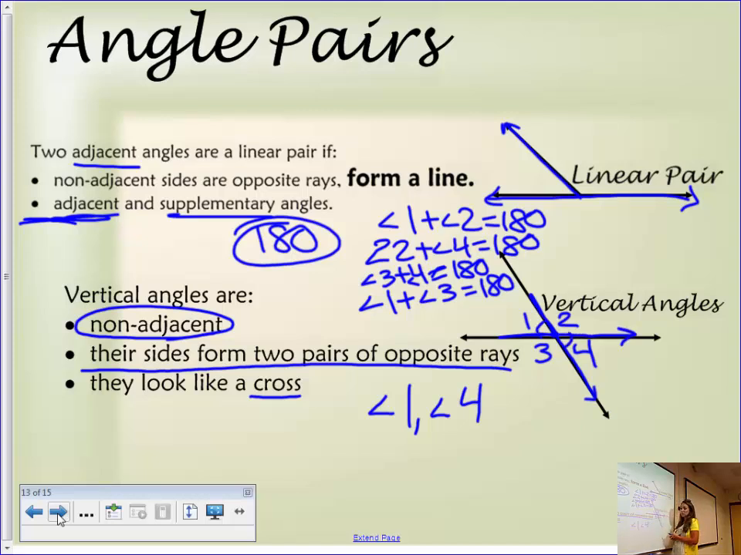And actually, I just put those congruent marks because angle 1 is going to be equal to angle 4. The measures are equal. So measure of angle 1 is equal to the measure of angle 4 because they're vertical.